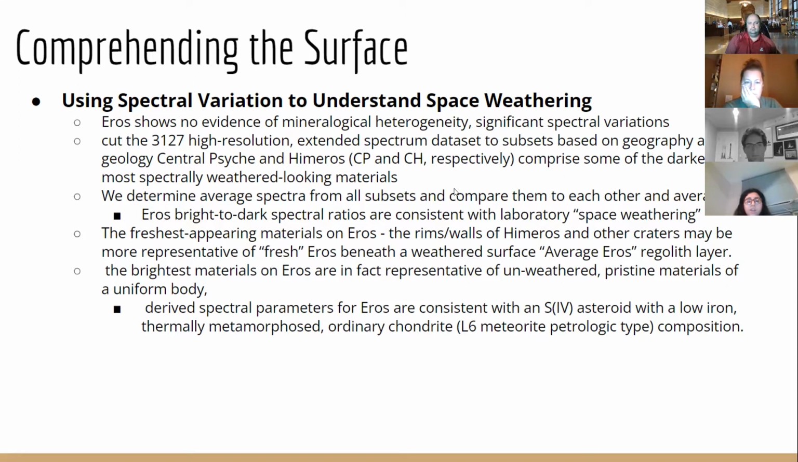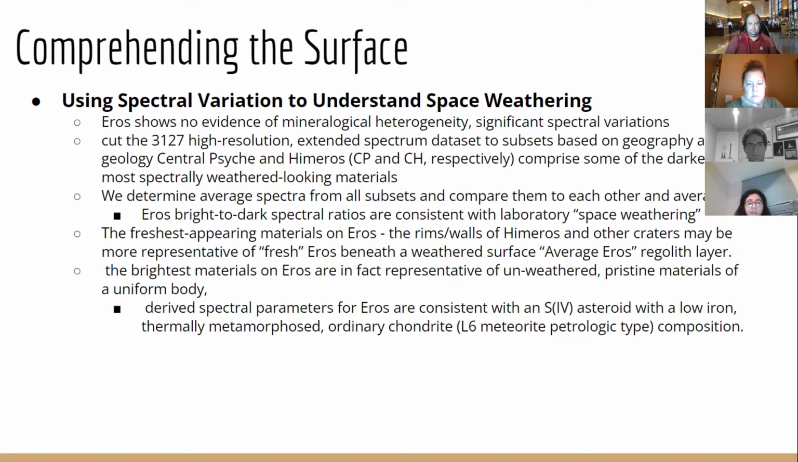So Eros has evidence of heterogeneity. There are significant spectral variations between regions, and this was found through a very specific process. Basically, they cut the extended spectrum data set into subsets, which were based on a bunch of different factors like geography, geology, and certain crater locations. And then they compiled some of the darkest ones and some of the most weathered ones, and averaged them.